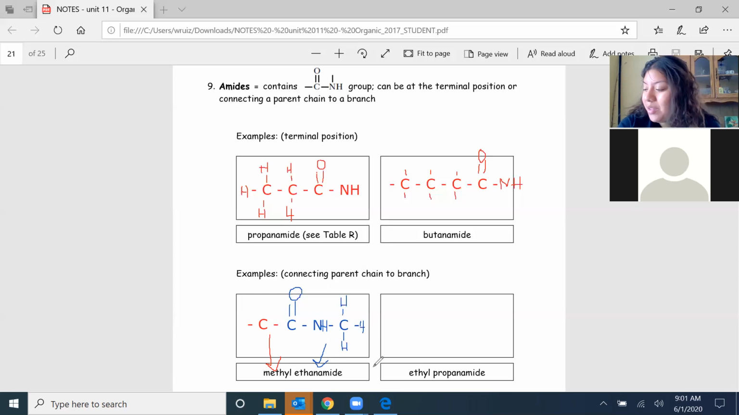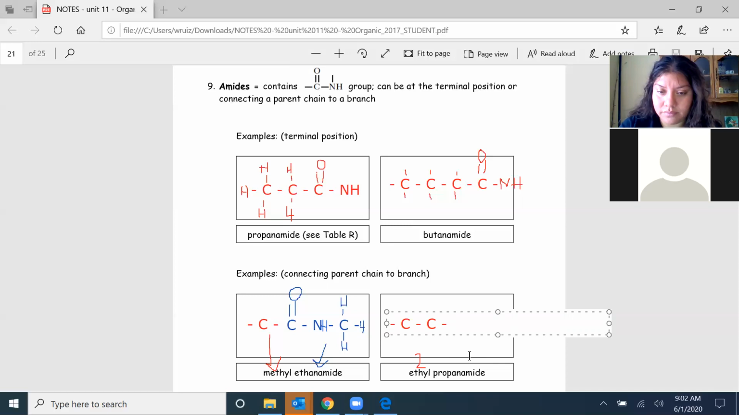So another one would be ethyl propanamide. So ethyl means 2. So we're going to have two carbons. So it's going to look like this. One, two. There's your two carbons, and that's where I drew this in place.